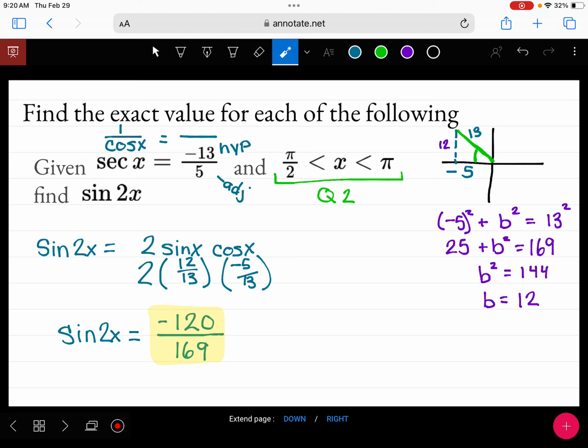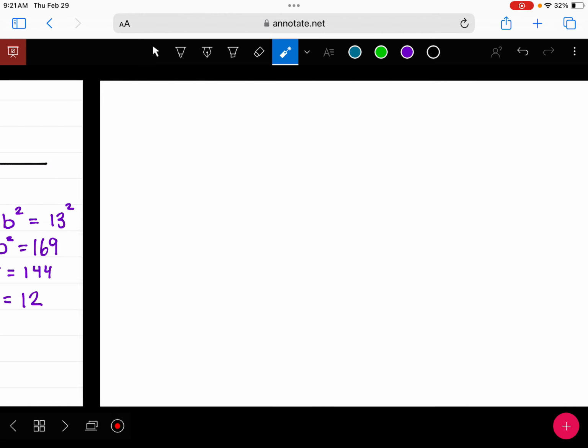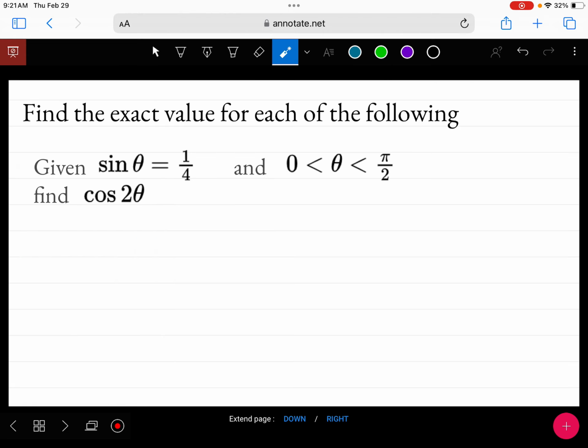Okay, we're going to practice some more, just like this. This is where we're living today. We're going to live with these kinds of problems in our double angle formulas, just like these. We're going to do a bunch like this, as many as we can. So here's our next one.